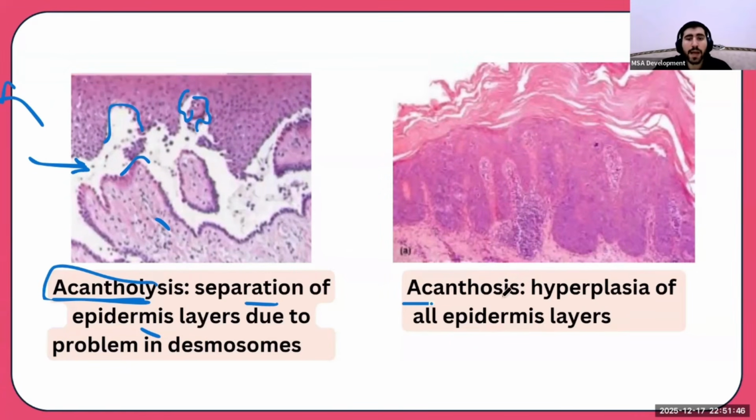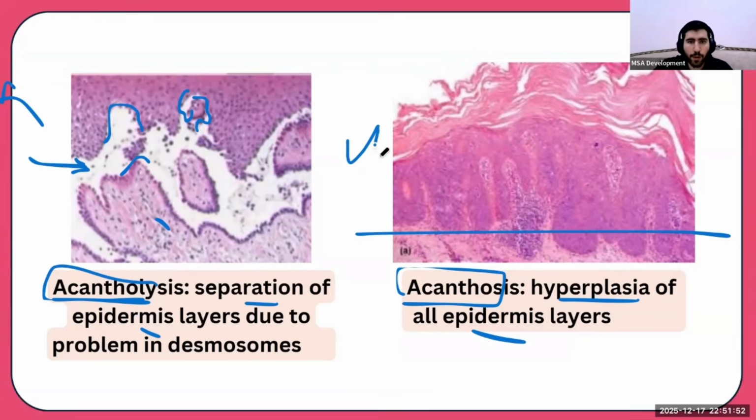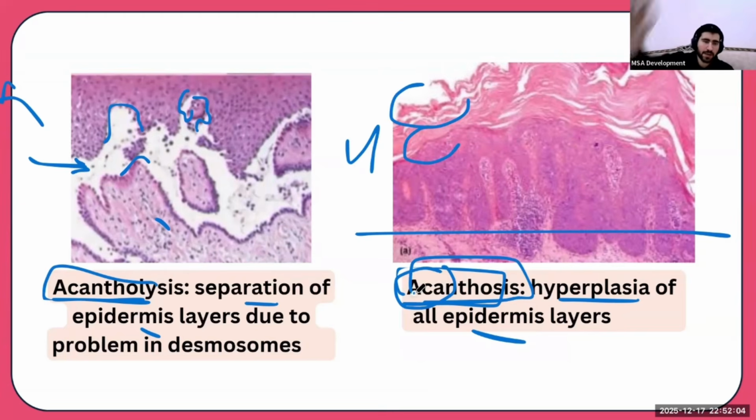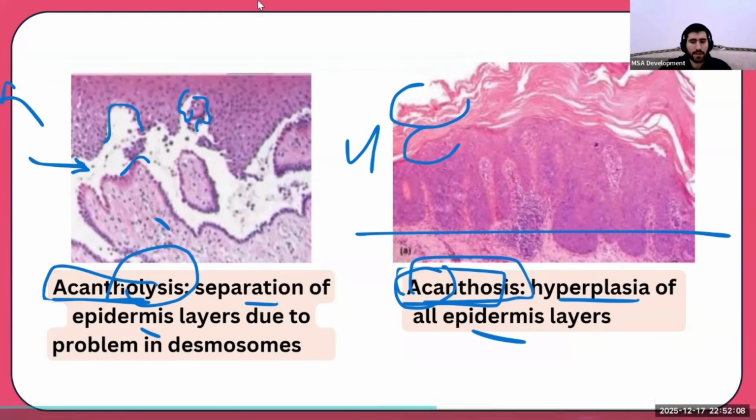On the other hand, acanthosis means hyperplasia of all epidermis cell layers. We said the epidermis is made of 4 layers, right? If we have hyperplasia of all of them, that's acanthosis. So acanth means epidermis. If it's acanthosis, it means hyperplasia of the whole epidermis. If it's acantholysis, it's separation of the epidermis. Okay?